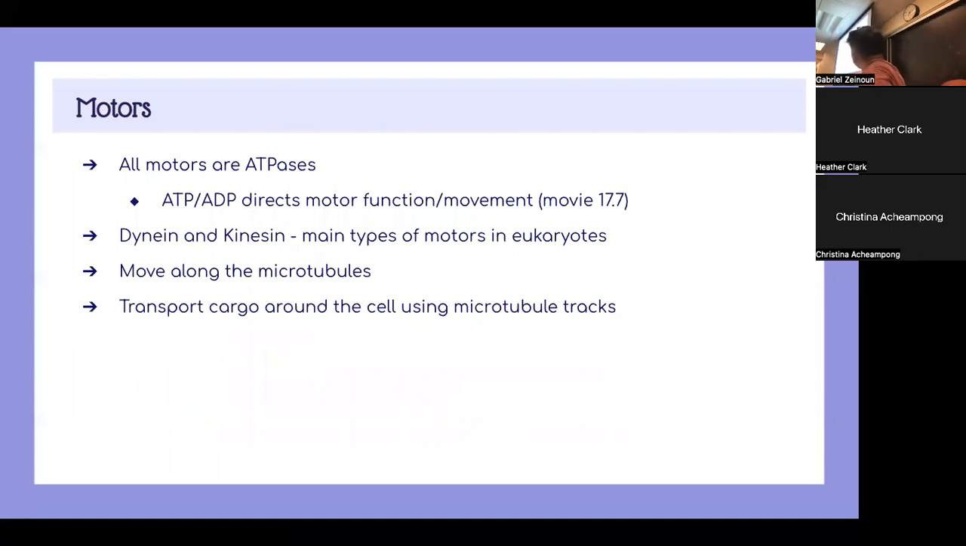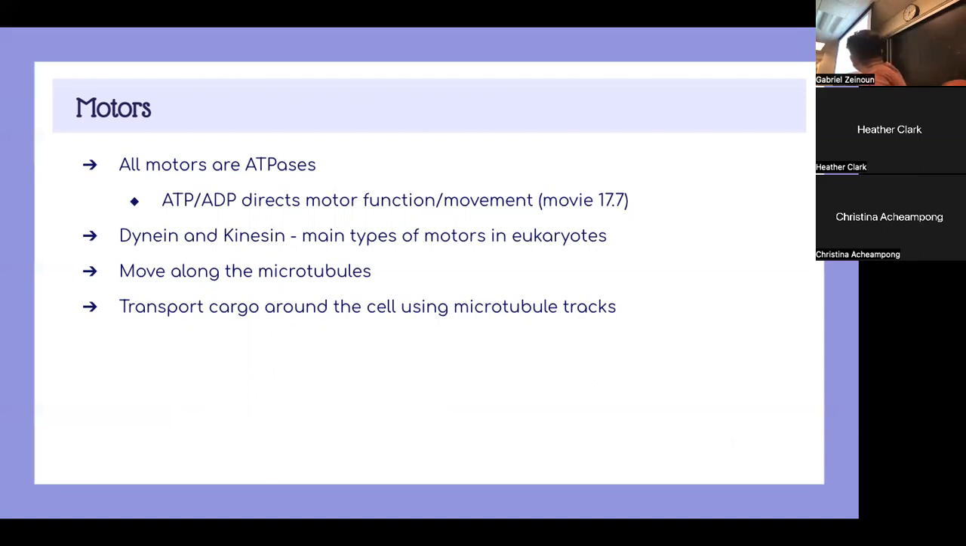All of the motor proteins that we'll talk about are ATPases. We've had a lot of GTPases in this class, but this is not like that. It uses ATP instead to direct the motor functions, the movement, like you saw in the very first slide with the big quote. All of that movement is fueled by ATP, every single movement.